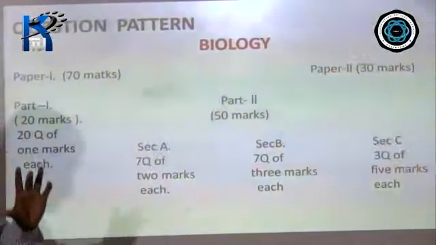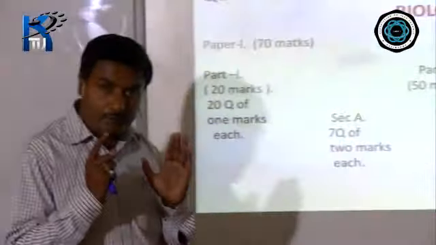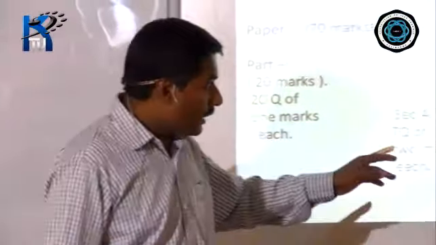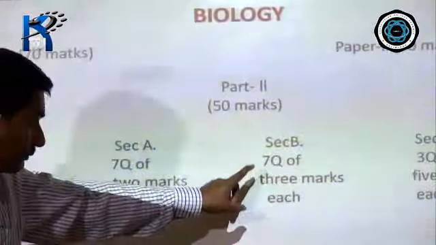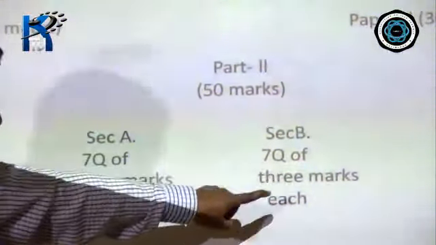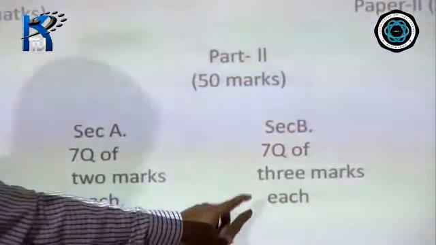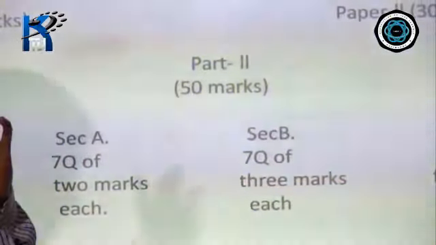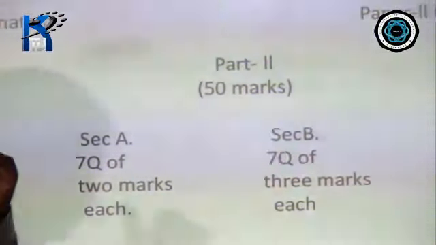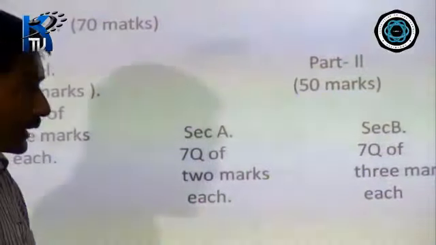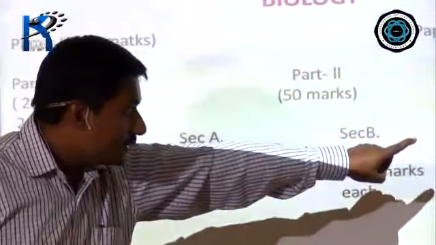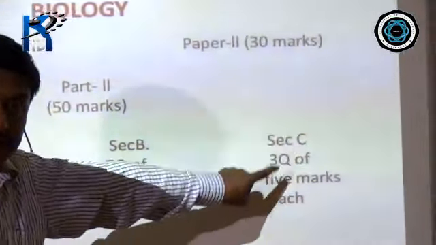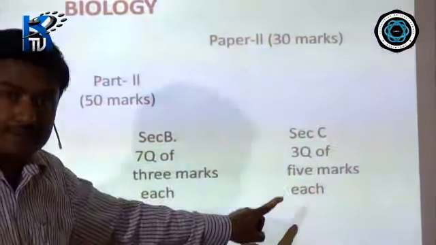You have to see the question and the marks, and according to that you have to write the answer. In Section B, there will also be 7 questions of 3 marks each. That means each question will be of 3 marks. So see the question properly and the marks, and answer accordingly. In Section C, there will be altogether 3 questions, each of 5 marks.